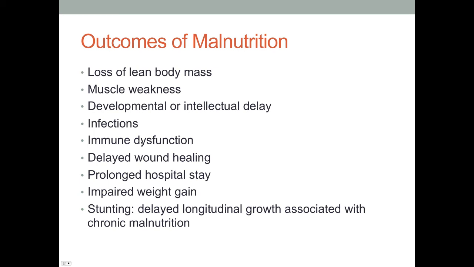They may be more susceptible to infection, and so the child with malnutrition may die because of an infection rather than the malnutrition itself, but they probably would not have gotten the infection had their immune system not been dysfunctional because of their malnutrition. They may also experience poor wound healing if they're hospitalized, let's say with a surgical wound. They may have prolonged hospital stays, and they also may be stunted.